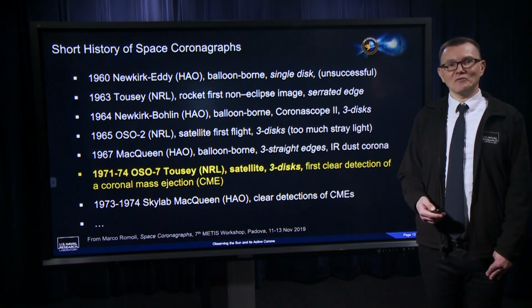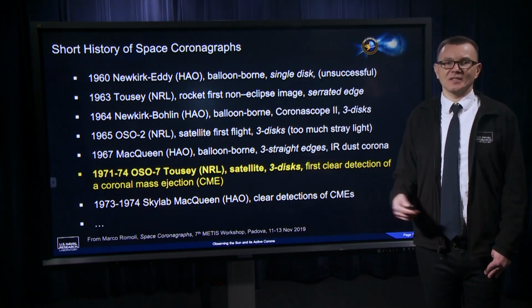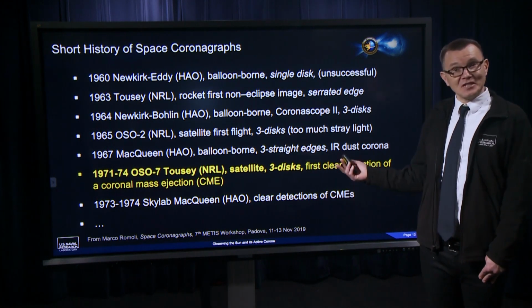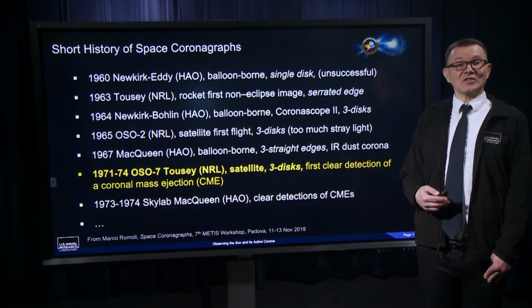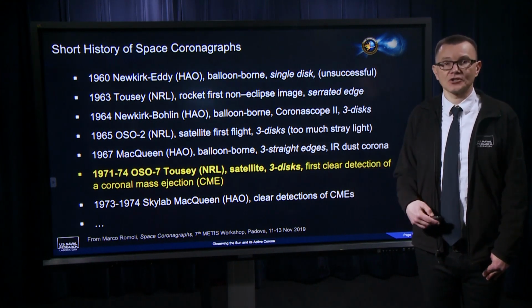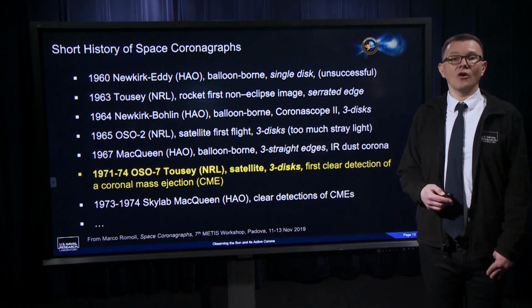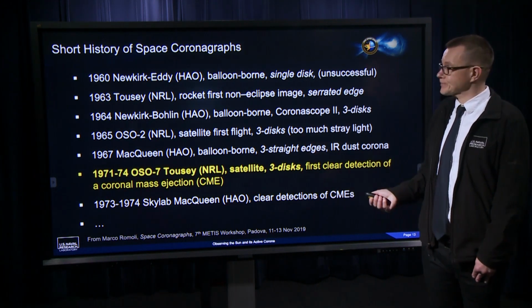One takeaway from this slide is that making a coronagraph is not an easy business. As you can see, the scientists had to wait for the 70s, one decade, to finally identify a coronal mass ejection propagating further than only a few fractions of the solar disk distance.